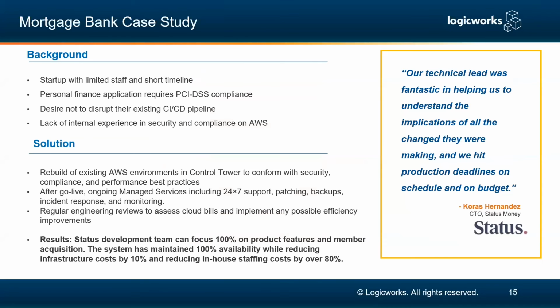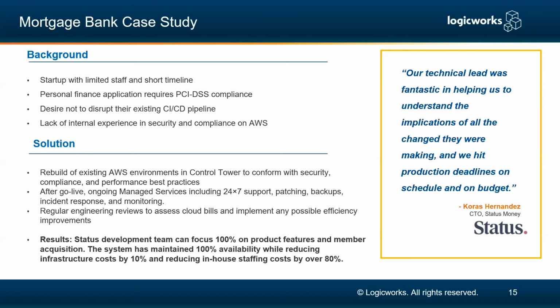A case study was that we had a mortgage bank come to us and they had a limited staff and a short timeline. They were PCI compliant. They did not want to disrupt many of their existing CI/CD processes, and they had a lack of security-focused or compliance-focused experience with AWS. So Logicworks, being a premier AWS partner with focuses in security and compliance, rebuilt their existing AWS environment into a Control Tower with security, compliance, and performance best practices.